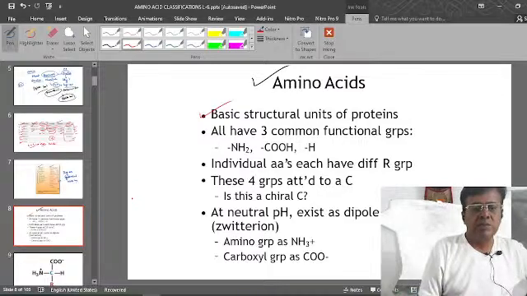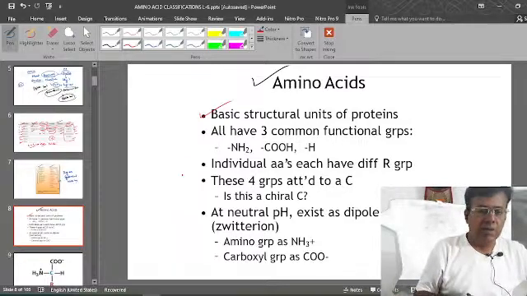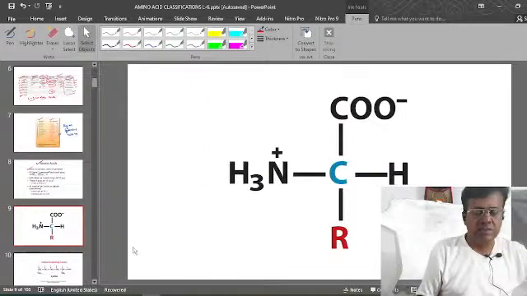So what is common between all amino acids? They all have NH2, COOH and H. I can show you the structure. Now you can see the structure.